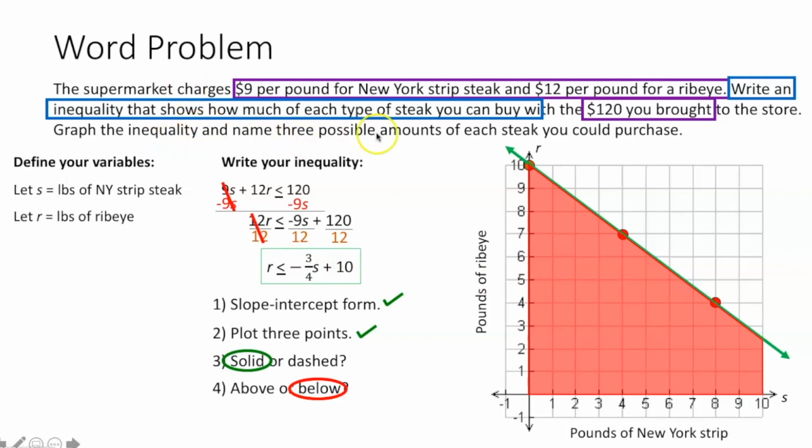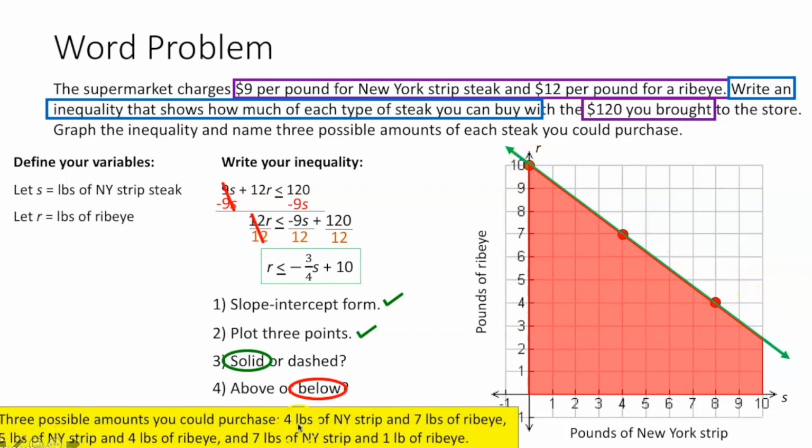I also need to name 3 possible amounts of each steak you could purchase. Remember we talked about the solution to this inequality could be any point in this given region, or since there's an equal sign here, on this given line. So we just pick 3 points in the region or on the line that would make this true. So let's look. I picked that 4 pounds of New York strip and 7 pounds of ribeye would work. 4, 7. Yeah, that's on the line, so that works.